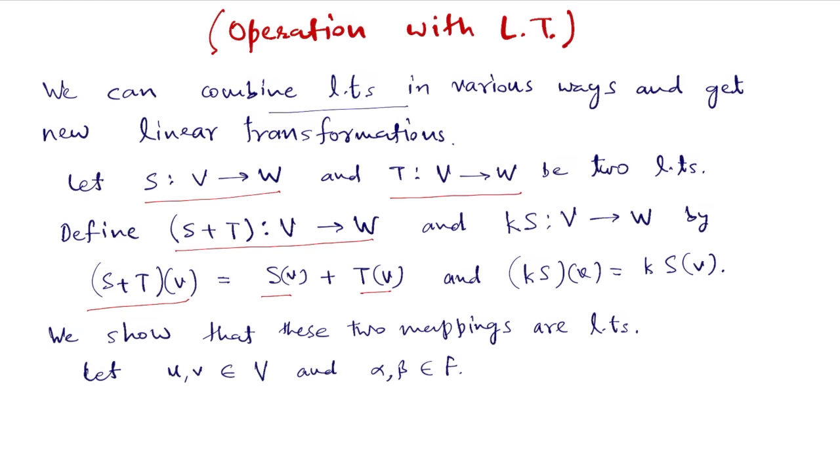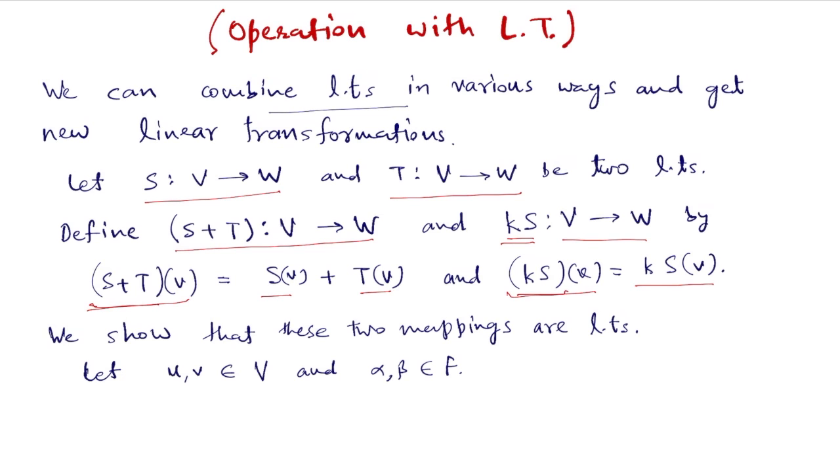And we can also multiply a transformation by a scalar. We define k times S from V to W by (kS) of v equal to k times S of v. These two new transformations, S plus T and kS, are indeed linear transformations, which we shall now prove.